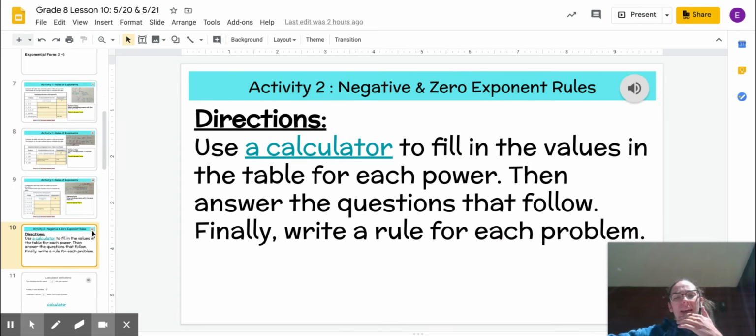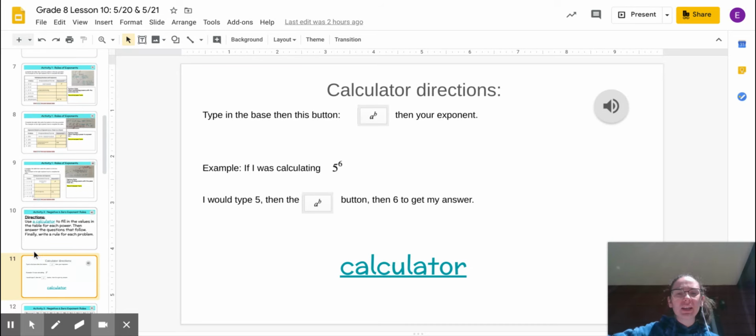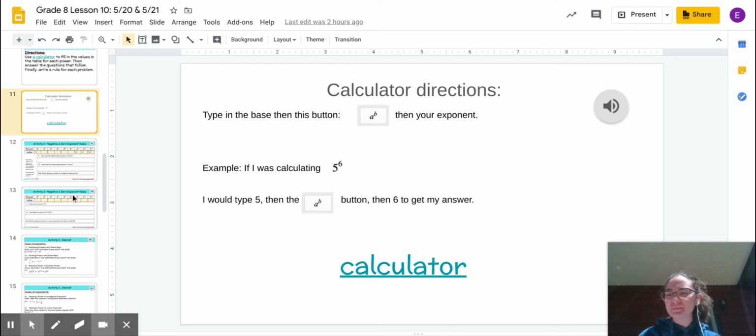Okay, then I have a direction slide, which also has another link to the calculator to find each of the values in the table. Let me show you what I expect you to fill in. On slide 11, it also has some description of how to put exponents into the calculator, which buttons you need to press, and another link to the calculator here.